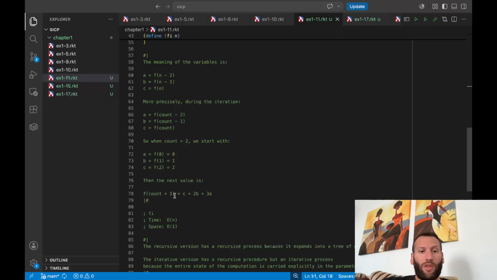And in this case, as we saw in the book, the time complexity grows linearly with n, and instead the space complexity is constant, O(1).